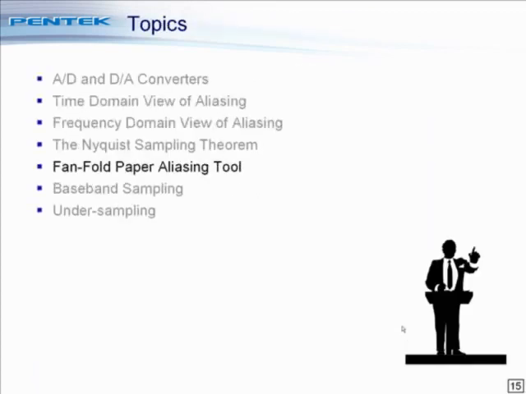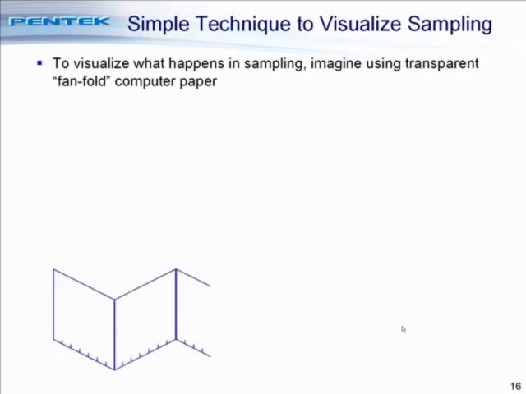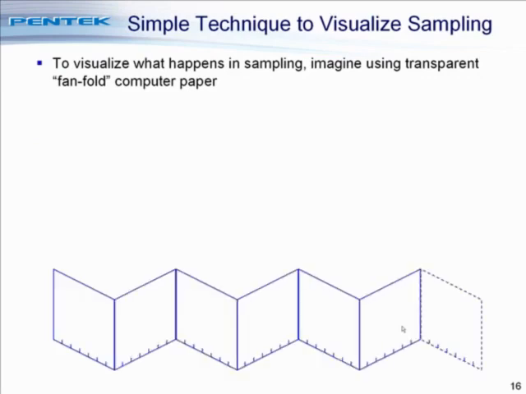Now let's take a look at the fan fold paper aliasing tool. This is a convenient tool that allows you to see aliasing problems and scenarios. In order to visualize sampling, imagine that you have a stack of fan fold computer paper, like the type of paper that used to be in a box feeding a line printer, except imagine that this fan fold computer paper is transparent. You can see completely through it.